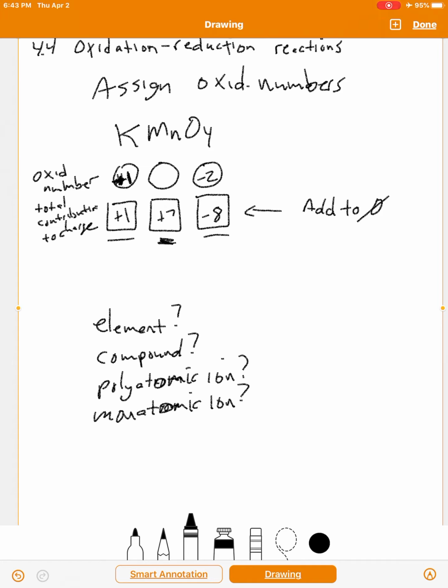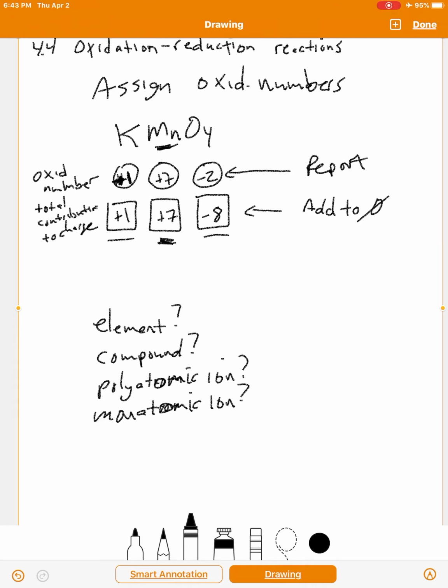So this one's +7. And then you ask how many manganeses are there? There's only 1. So if the total charge is +7 and there's only 1 of them, each one has to have a charge of +7. And then these would be the oxidation numbers. Those are the numbers you report. These boxes at the bottom are just a way to go through the arithmetic. But at the top, those circles, those would be the oxidation numbers.